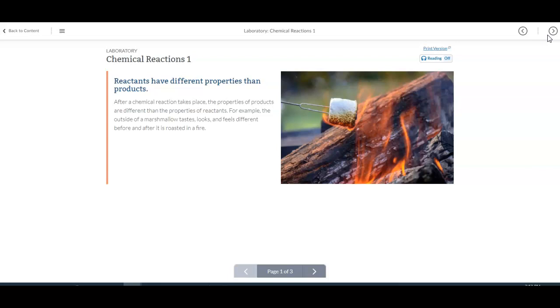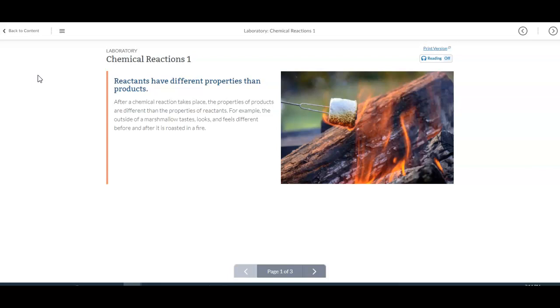All right, so reactants have different properties than products. So remember, the reactants are what you start with and the products are what you finish with. So after a chemical reaction takes place, the properties of products are different than the properties of the reactants. So there's your answer to your first guiding question.